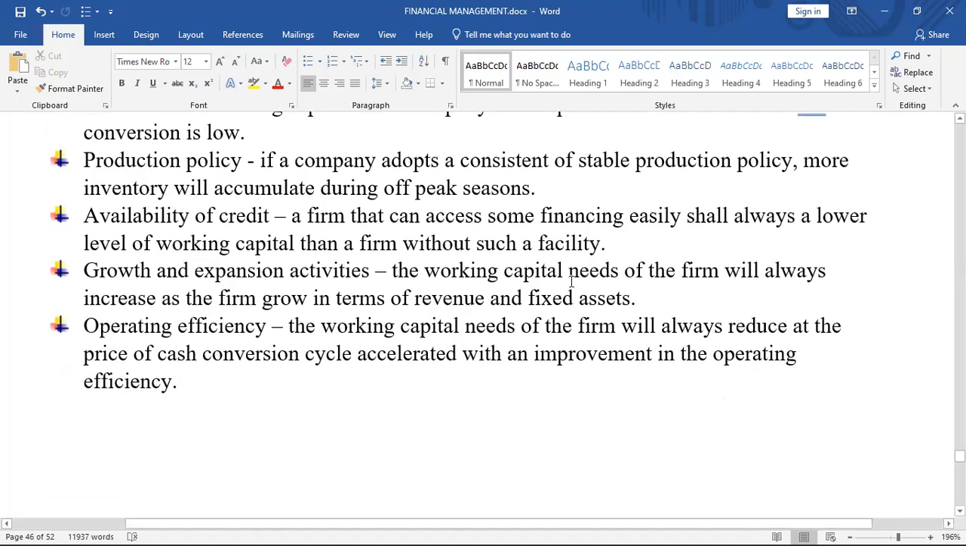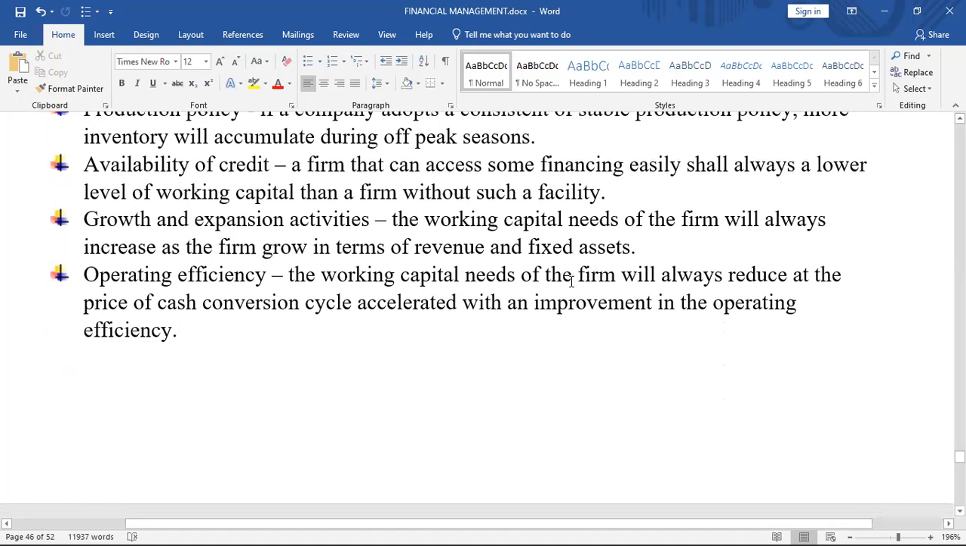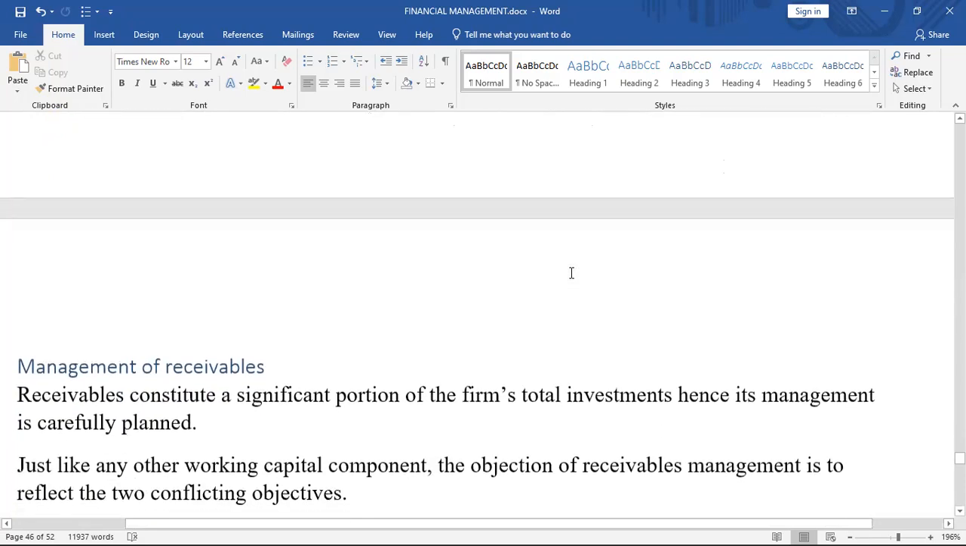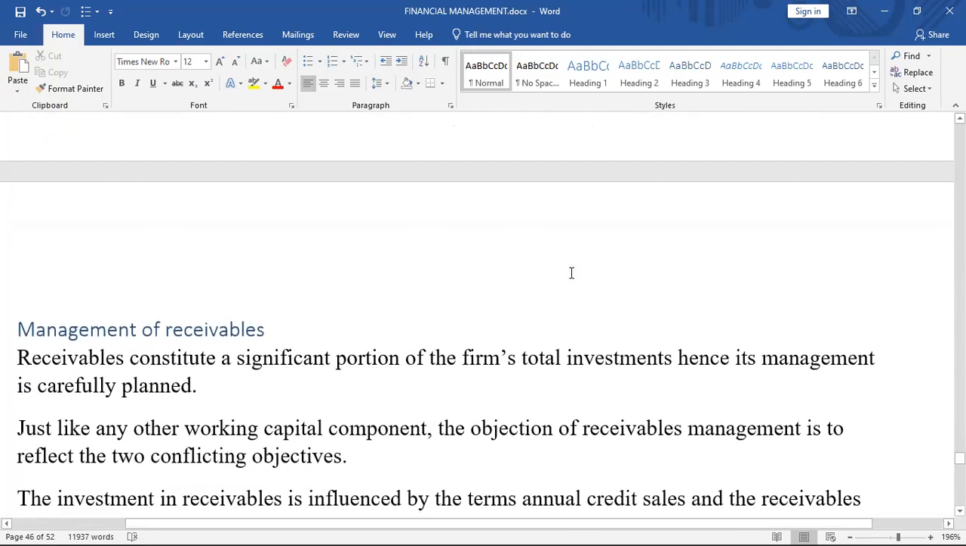Now, we have the operating efficiency, and we are saying the working capital needs of the firm will always reduce at the price of the cash conversion cycle. The cash conversion cycle accelerated with an improvement in the operating efficiency. Those are some of the factors which an examiner can test you on, and it is very good for you to just go through them in your notes. So that is not something that should be giving you a headache.